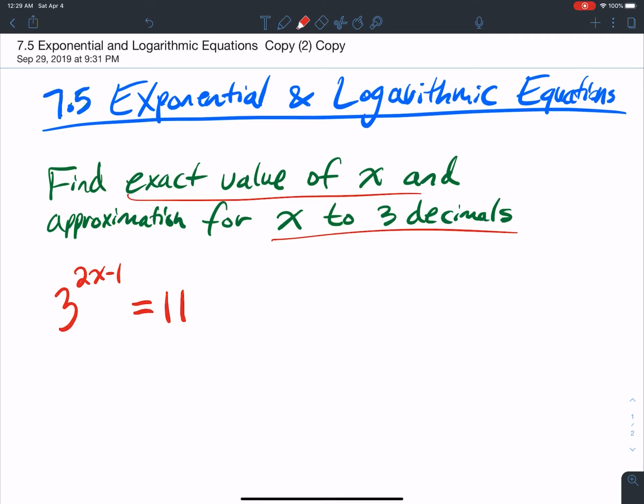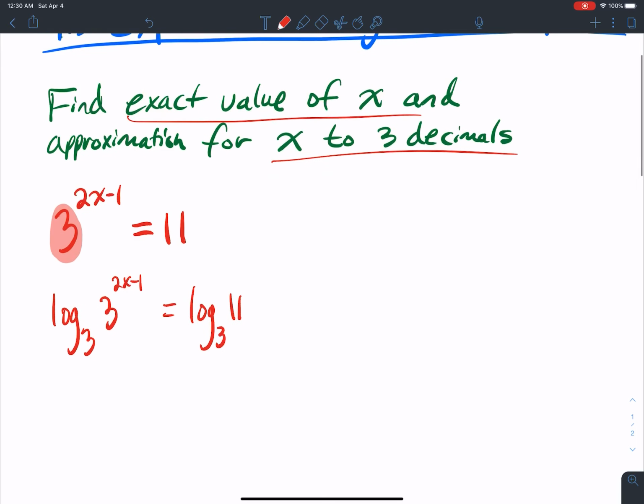You can either just use a common log to run through this, or you can pick a log to get rid of the base. What's the base here? The base is 3. So if I log base 3 both sides, okay, if I log base 3 this side, that means I have to log base 3 the other side. Okay, and so those cancel, and I get 2x minus 1 equals log base 3 of 11.